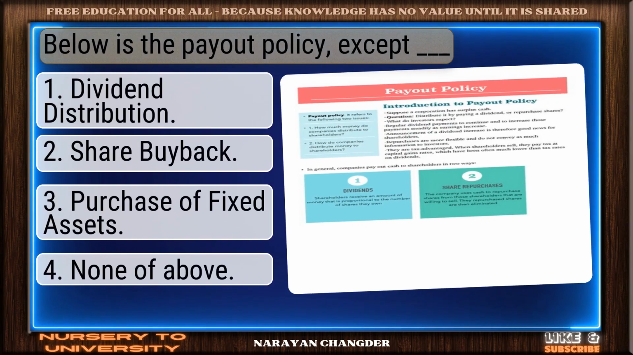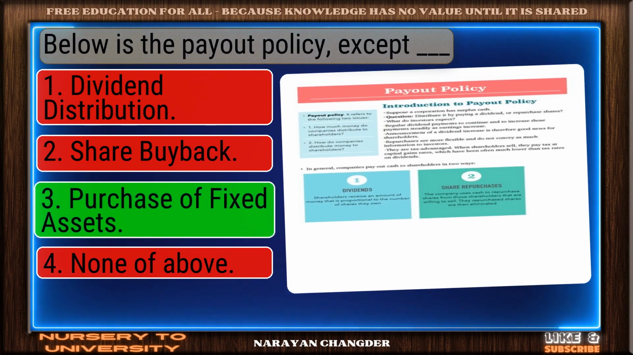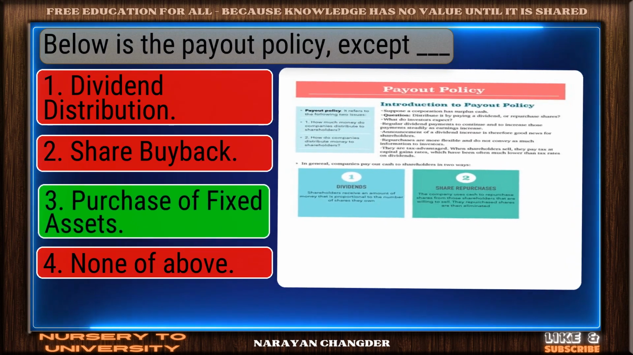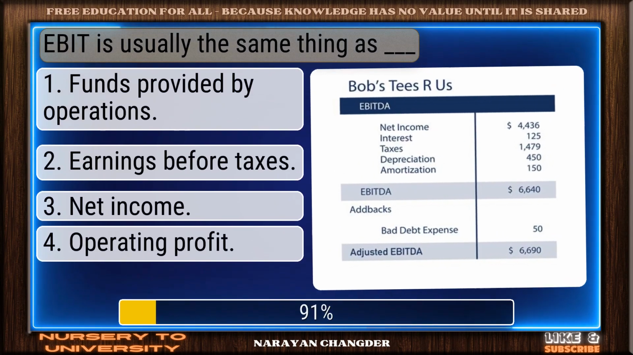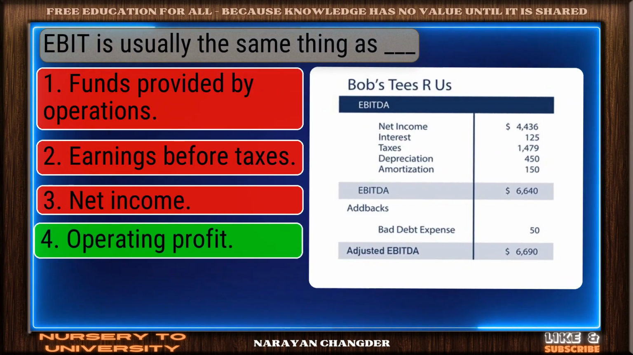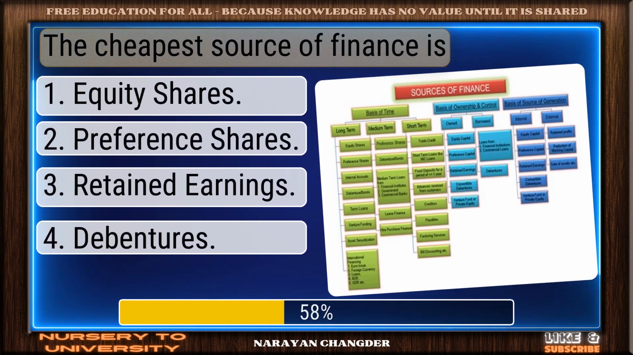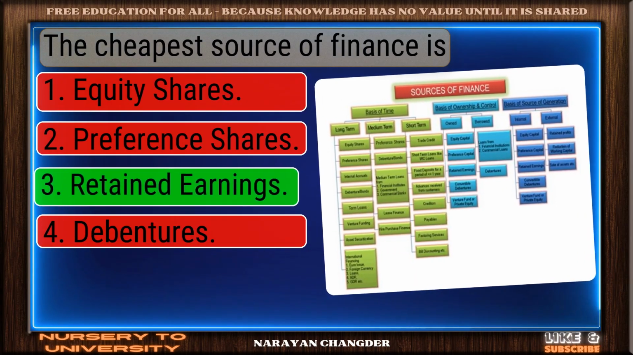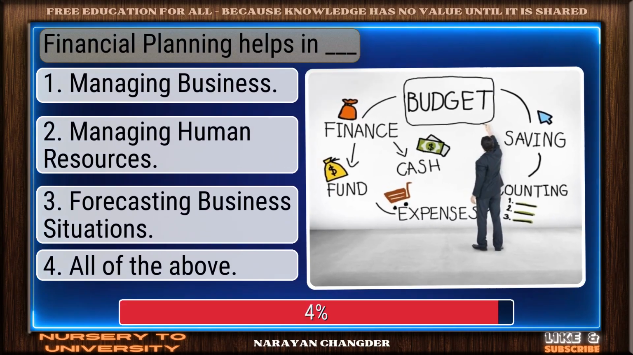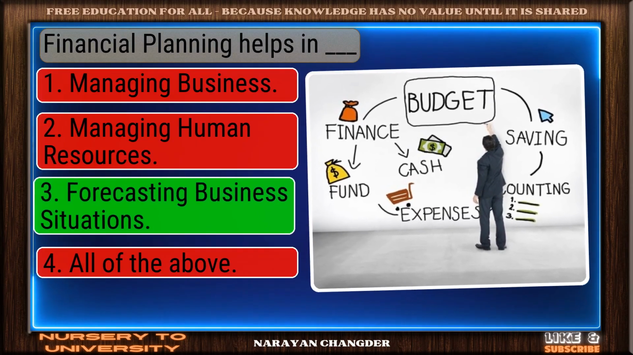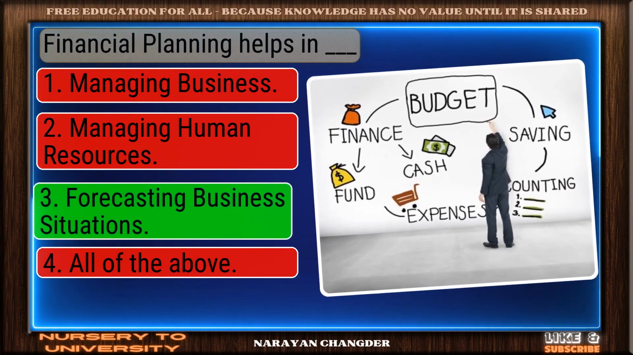Below is the payout policy, except dash. You got it. Your choice, purchase of fixed assets, is right. EBIT is usually the same thing as dash. Good thinking. Operating profit is the right answer. The cheapest source of finance is. Smart move. Retained earnings is an accurate answer. Financial planning helps in dash. Correct. Forecasting business situations is the right answer.